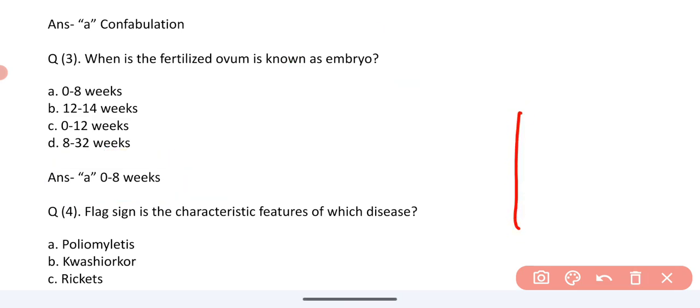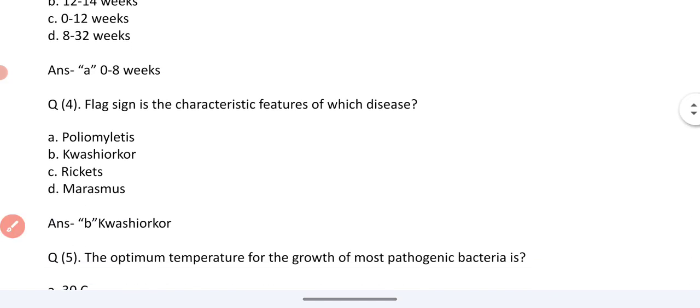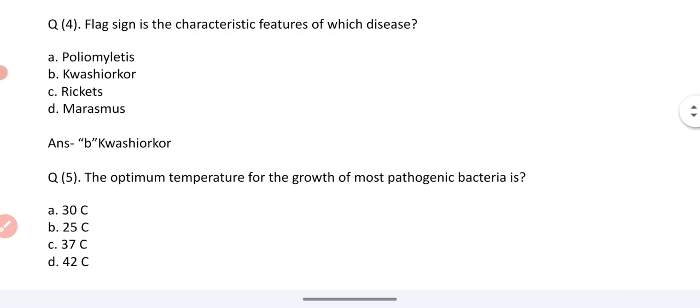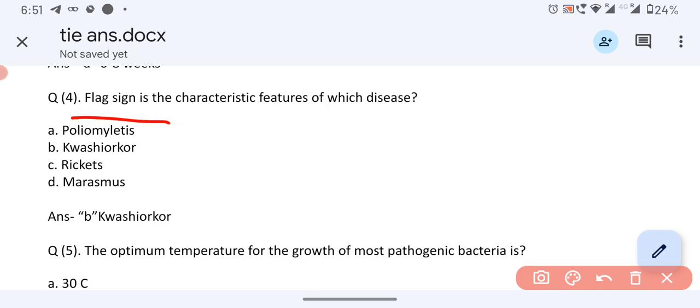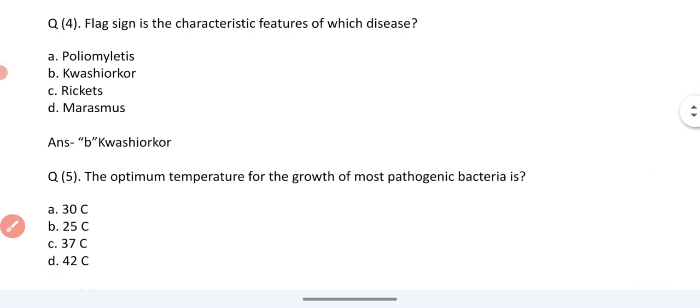And the next one is a very simple direct question: flag sign is the characteristic feature of which disease? The keyword here is flag sign. Flag sign is commonly seen in which disorder? Kwashiorkor. Option B is the right one.